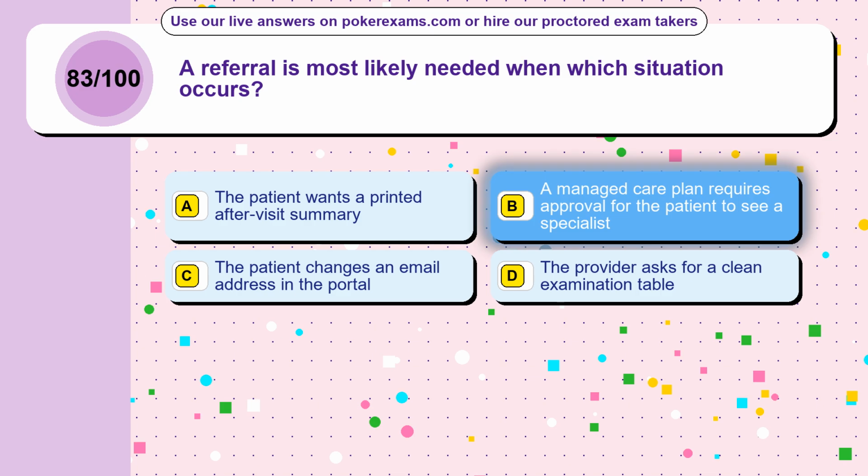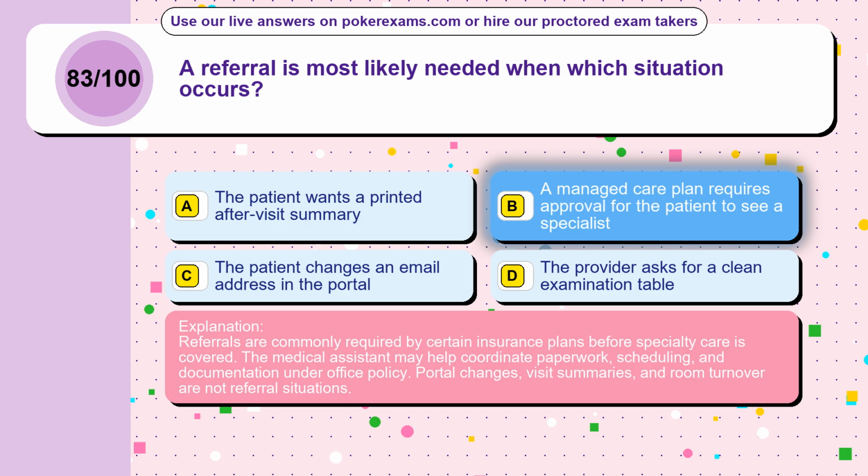The correct answer is option B. A managed care plan requires approval for the patient to see a specialist. Referrals are commonly required by certain insurance plans before specialty care is covered. The medical assistant may help coordinate paperwork, scheduling, and documentation under office policy. Portal changes, visit summaries, and room turnover are not referral situations.